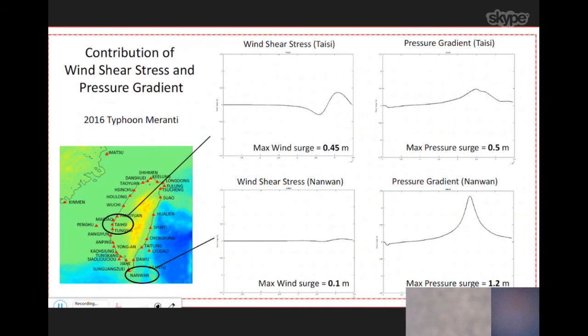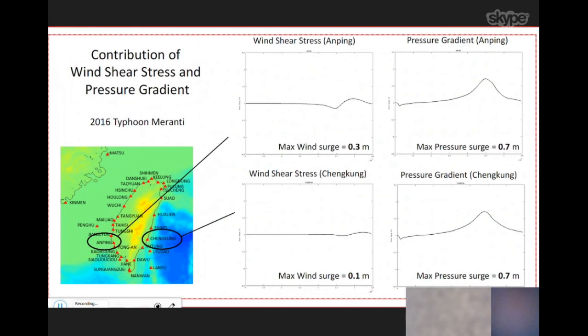But in Taiwan, we can see a very special issue. The wind surge is not so high, it's just 0.1 meter. But the maximum surge generated by the pressure gradient can reach 1.2 meters, because the typhoon center is passing through this location directly. So the water rising is significant because of the pressure. Yeah, so also is the contribution in the other locations.